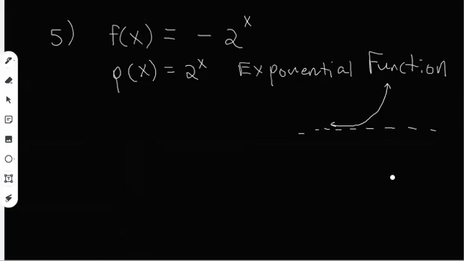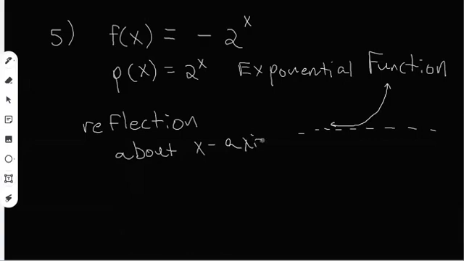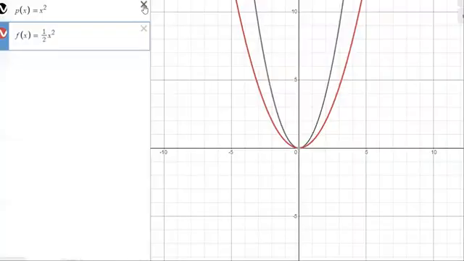So what does that mean? Well, since the negative is on the outside, that means that we have a reflection about the x-axis. So what's going to happen is, let's assume that this is the x-axis. If we were to flip this over the x-axis, it would look more like this. It would look more like that, since we're reflecting it over the x-axis. So let's take a look on Desmos at what that would look like.